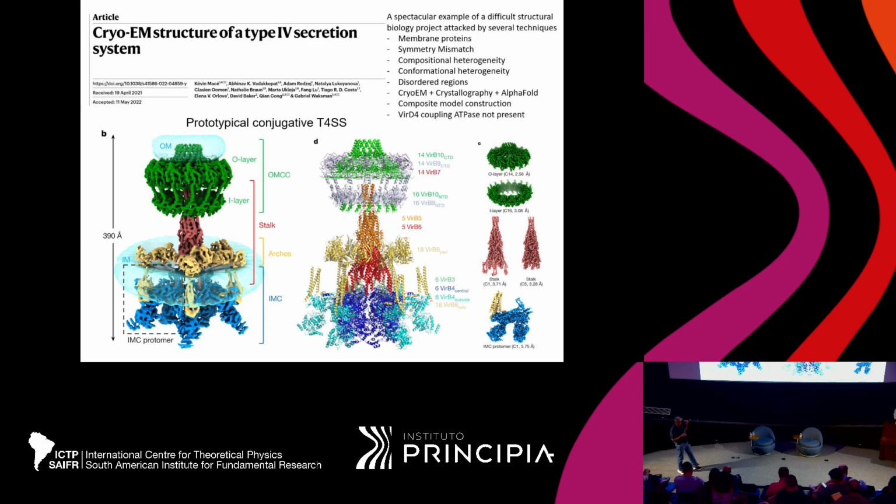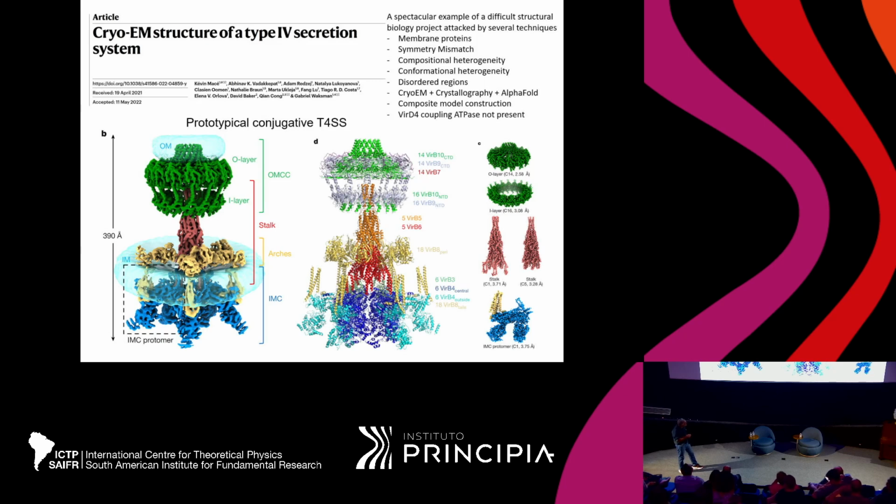These are found in gram-negative bacteria. Gram-negative bacteria have two membranes. So when they secrete a protein from the inside to the outside of the cell, it has to cross these two membranes. There's a part of the secretion system that's embedded in the outer membrane, which is called the core complex, made up of three proteins called VirB7, 9, and 10. It also has an inner membrane complex that's made up of several different proteins and many copies. I'm not going to go through them all here.